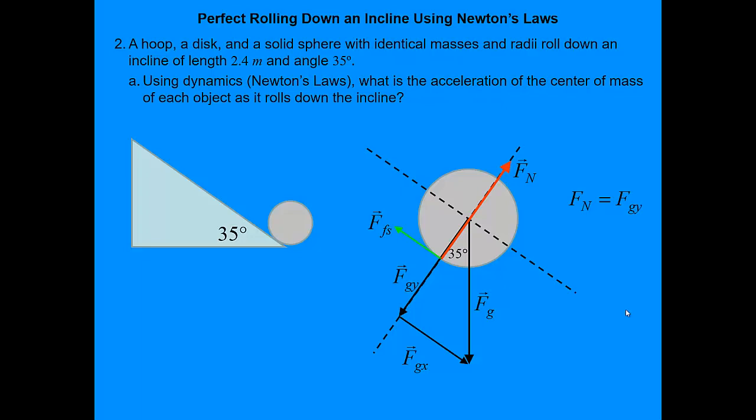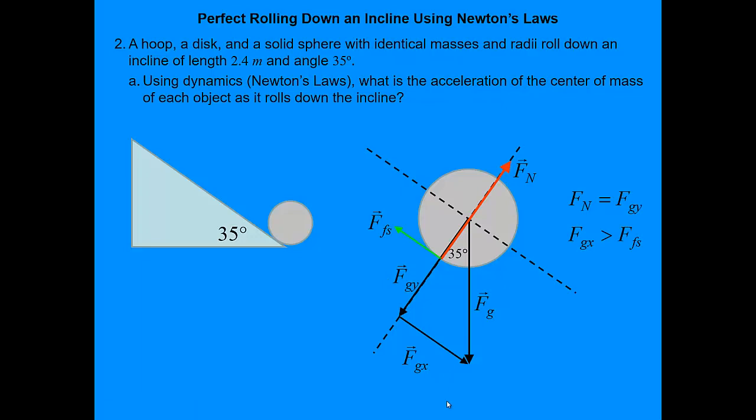Now, how big is that static friction? Well, remember that the center of mass is going to accelerate. So the whole point is to find the acceleration of the center of mass, which means there must be a net force acting. And if you notice here, there are two forces which act parallel to the incline, F_gx and F_fs. So if the center of mass is going to accelerate down the incline, F_gx has got to be larger than the force of static friction, as it is in my diagram.